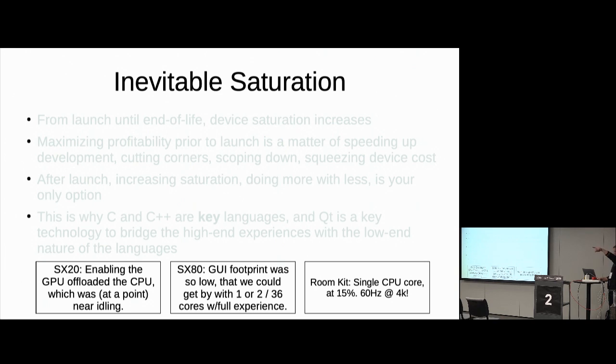And today, that device out there is a 60 Hz 4K display. We're running on 1 out of 8 cores, and we're running at 15% CPU. And we're still getting squeezed to use less.